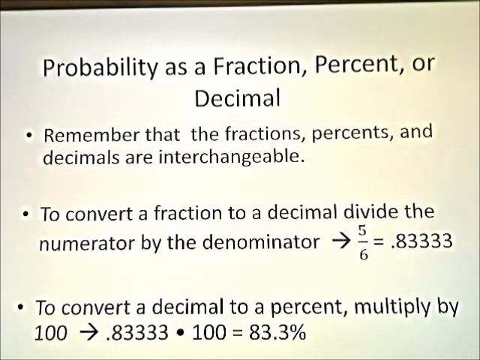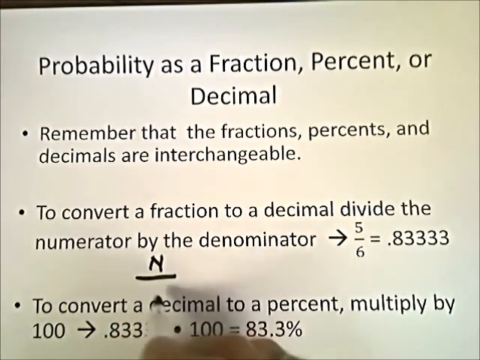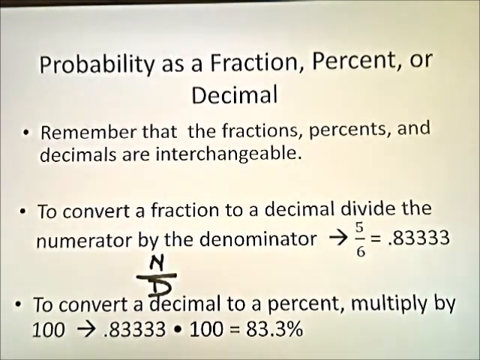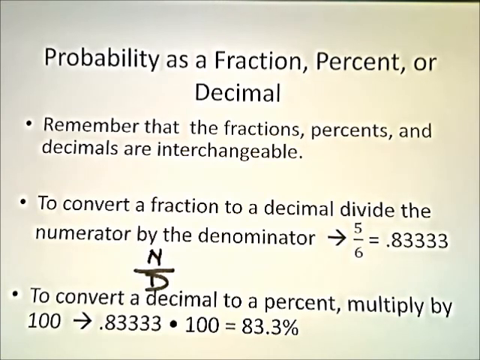To convert a fraction to a decimal, we divide the numerator by the denominator. Again, the numerator is the top, the denominator is the bottom. So to convert a fraction to a decimal, we divide the numerator by the denominator. And 5/6, when you divide that out, as a decimal is 0.83333. Generally, most people round those off to two places, but we'll go all of it right now.